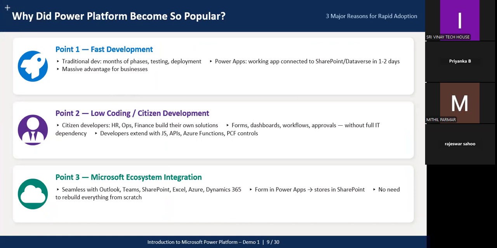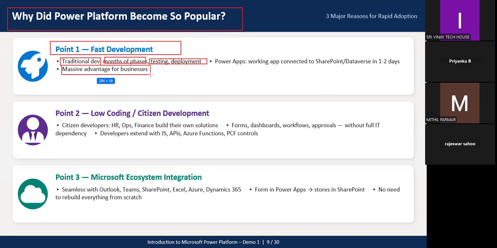So why has Power Platform become so popular? Point one is fast development. In traditional development, it may take months or years of phases, testing, and deployment. It is a massive advantage for business if you use this platform. Otherwise, it may take months to years.